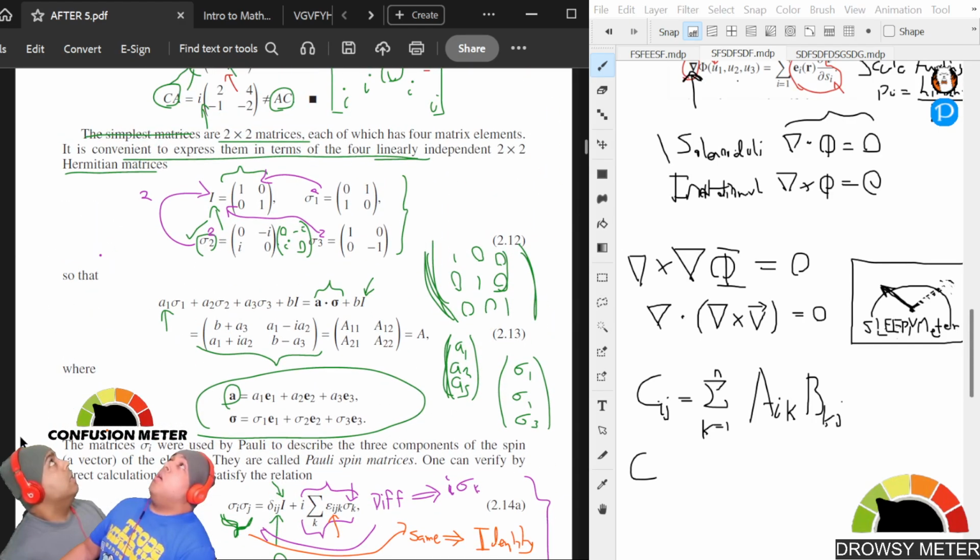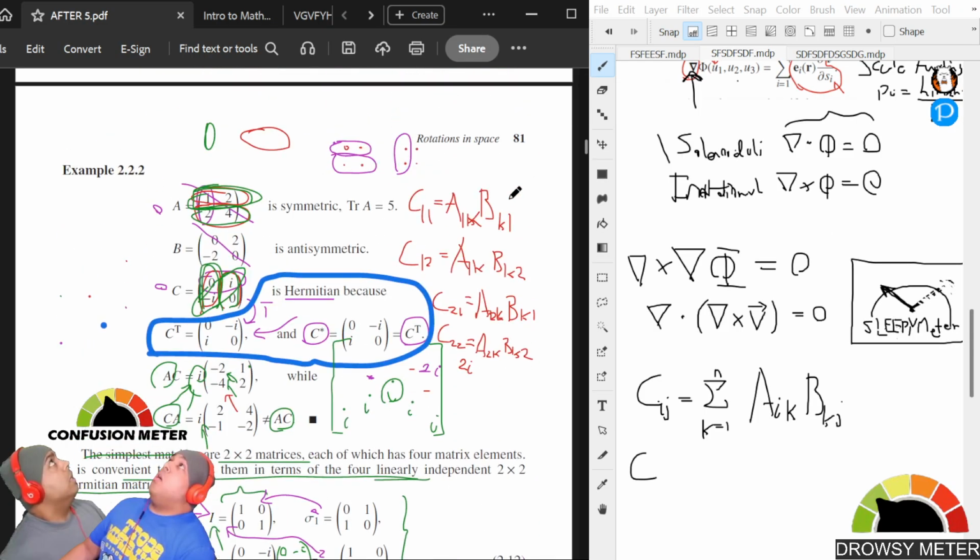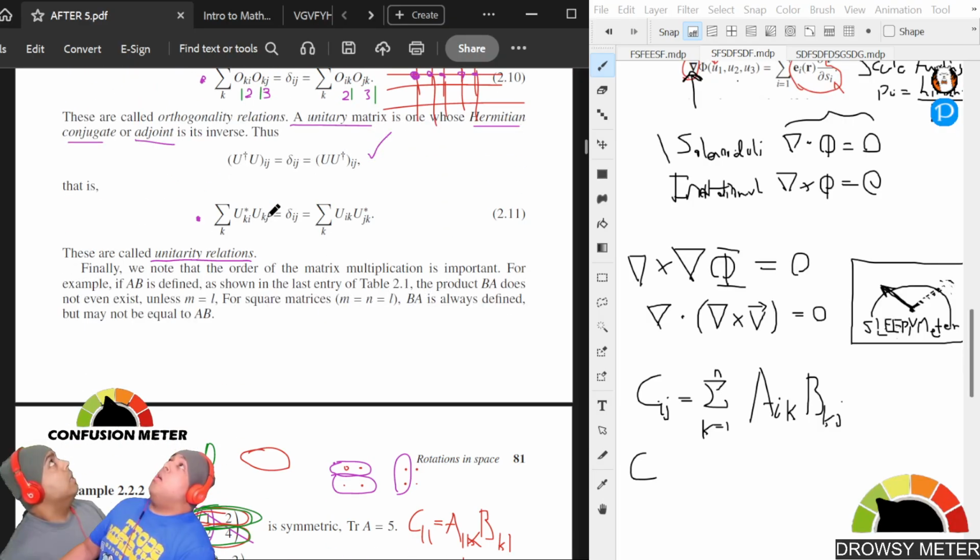Okay. I might as well change the confusion meter. We go to yellow. Okay. Let me reread all the words to see if I missed anything.